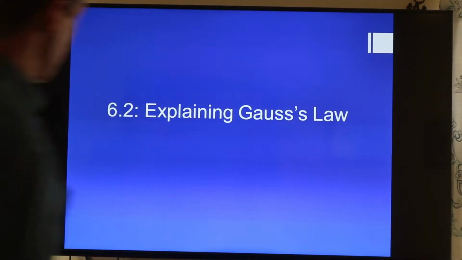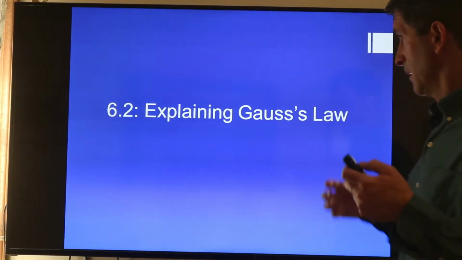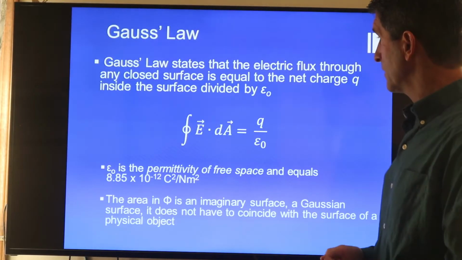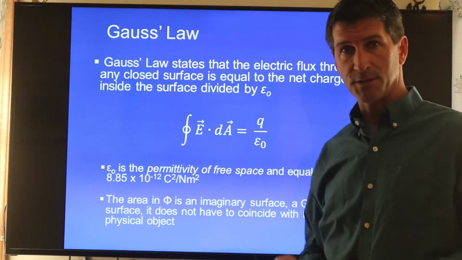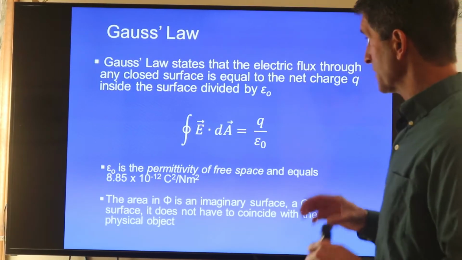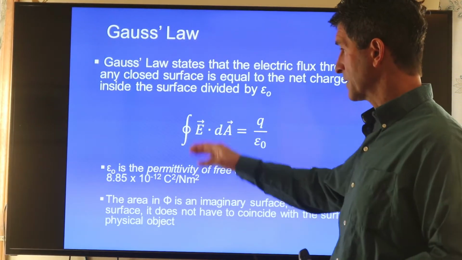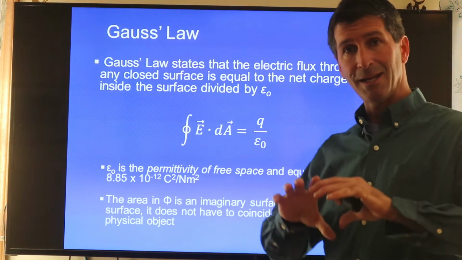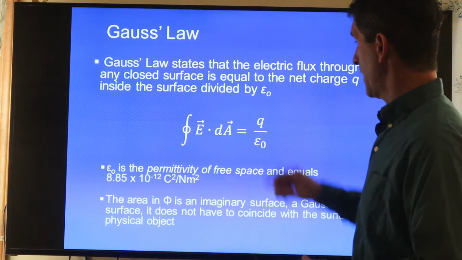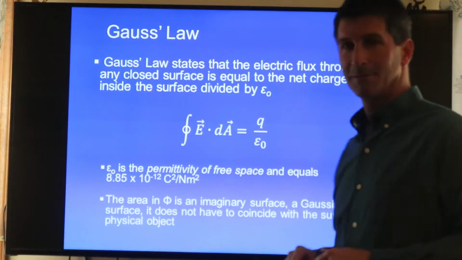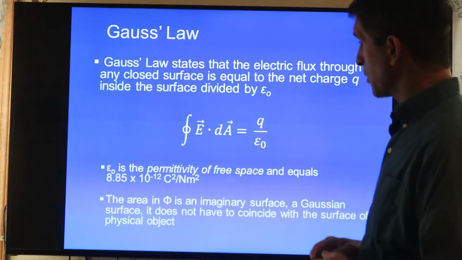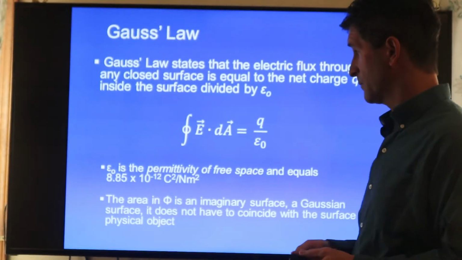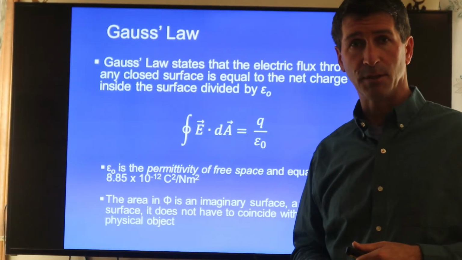Okay, Gauss's law. So we're going to look at Gauss's law. Again, we've already introduced the concept of electric flux, and as we see right here, here's your electric flux on the left-hand side of the equation. Gauss's law says that the electric flux that passes through a particular surface is equal to the charge enclosed by this surface divided by this little character right there, and that is the permittivity of free space. It's 8.85 times 10 to the minus 12 coulombs squared divided by Newton meters squared.